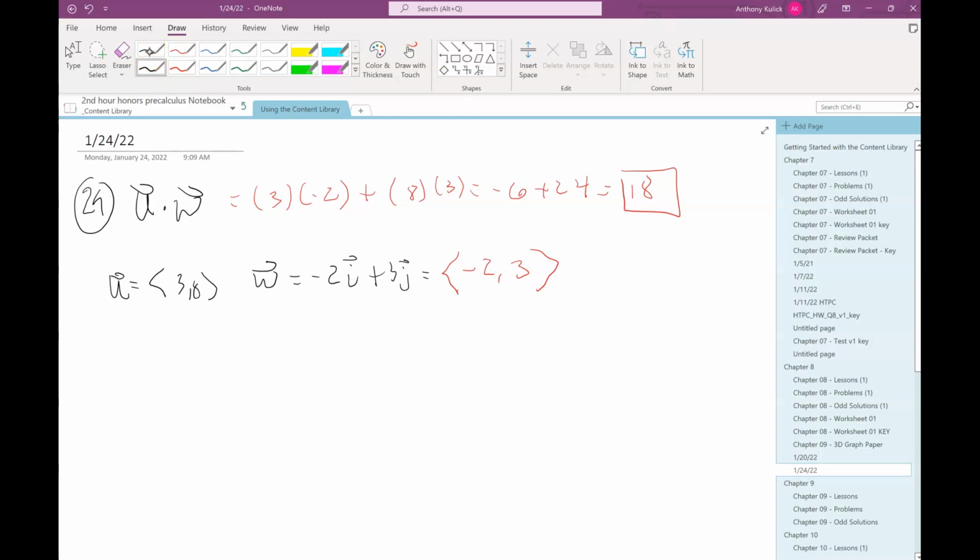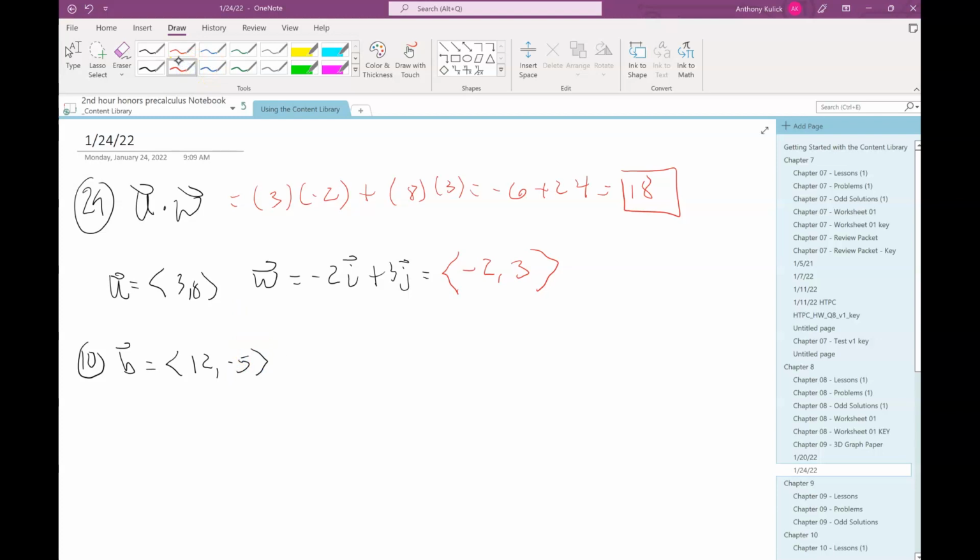Who's next? Natalie. Number 10. Okay. So 10 says we want to find the magnitude and the direction for the vectors in the following form, or in component form.